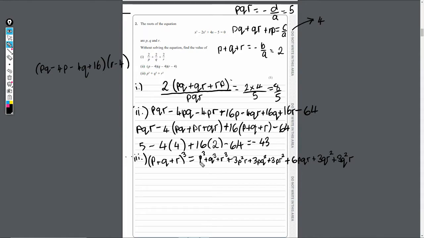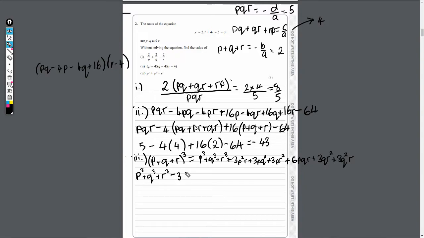So we still want the P cubed plus Q cubed plus R cubed, so we keep that at the beginning. That's what we need at the end. Now notice here, we've got all these 3s, right? And we need to get rid of them. So we're going to have to subtract them off, right? So what I'm going to do is minus 3 lots of them.